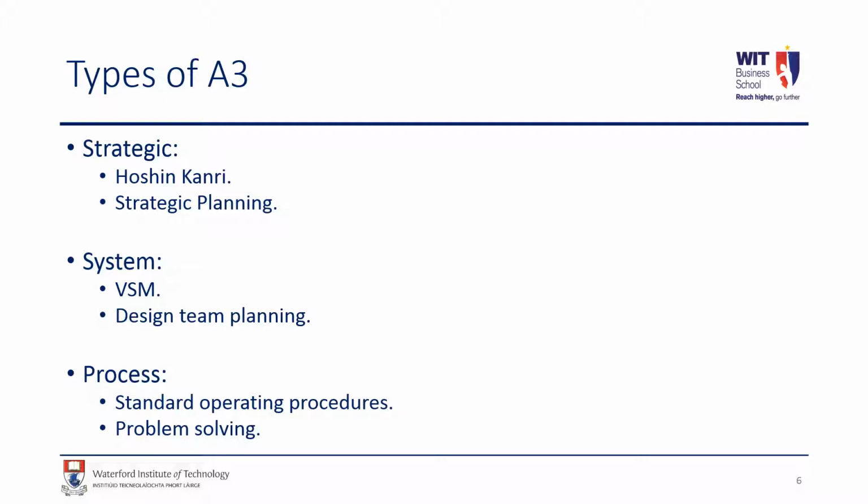Now, there are many different types of A3, so you can get some strategic A3s, that are used for long-term planning. So this can be with your Hoshin Kanri in an organization, which is your policy deployment, so setting your long-term strategy for the next maybe 5 to 10 years, maybe even longer in some organizations. It could be 15 plus years.